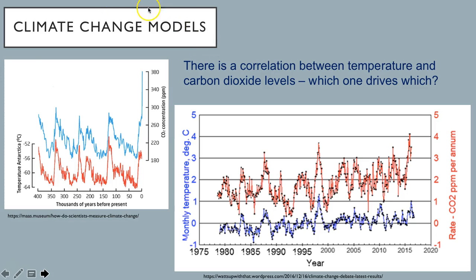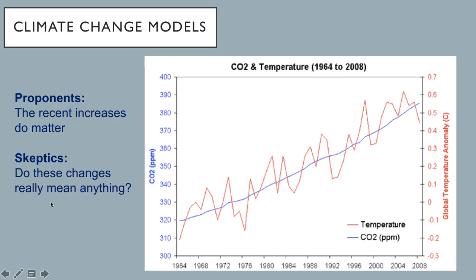When you look at ancient ice core data, the rises in temperature precede the rises in carbon dioxide levels. However, when you look at more recent data, the rises in carbon dioxide levels precede rises in temperature. It is important to be aware of these uncertainties and acknowledge them in climate change discussions. Carbon dioxide concentrations are increasing, and this data is not in debate.